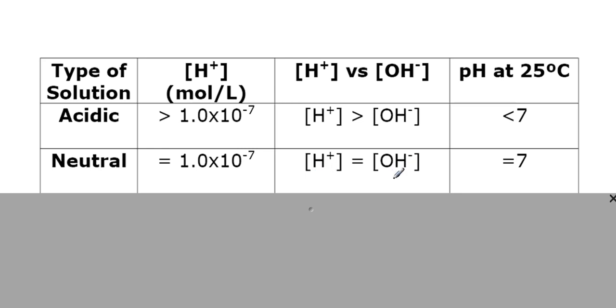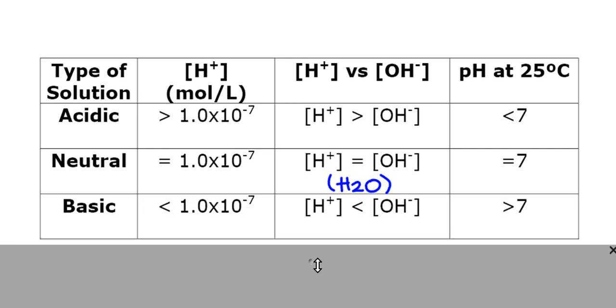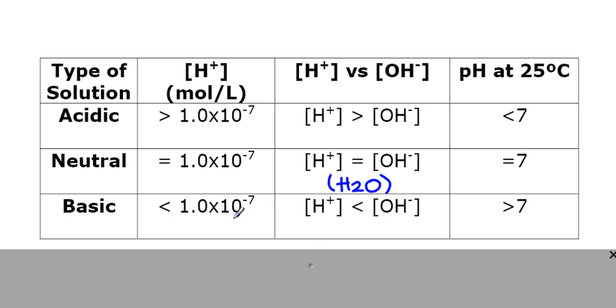Hydrogen and hydroxide cancel each other out because the concentrations are equal, and you get 7. Think of hydrogen and hydroxide combining to give you water, and we know the pH of water should be neutral at 7. Basic solutions will have concentrations of hydrogen ions less than 1 times 10 to the negative 7, very small. If we compare hydrogen versus hydroxide in solution, they'll have more hydroxide ions. In terms of calculating pH, that makes a pH value greater than 7.